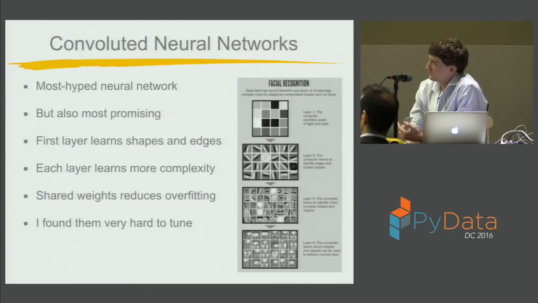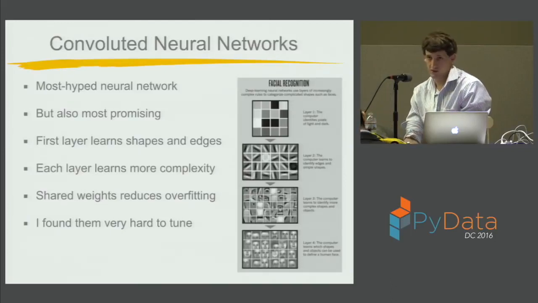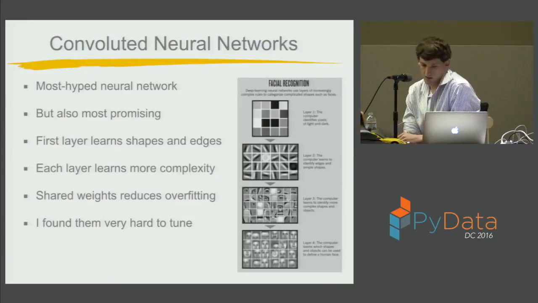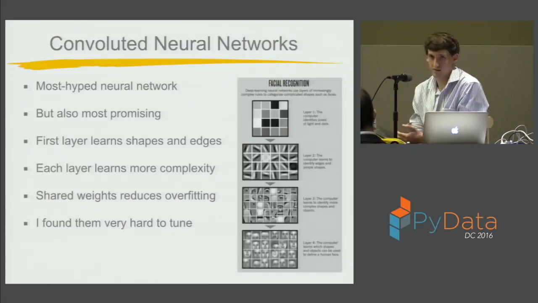Generally, the first layer is supposed to learn edges. It might learn blobs or curves. And then if you're doing facial recognition, for example, the next layer might learn eyes or a nose. And then the last layer will actually compose all these pieces together to make a face.